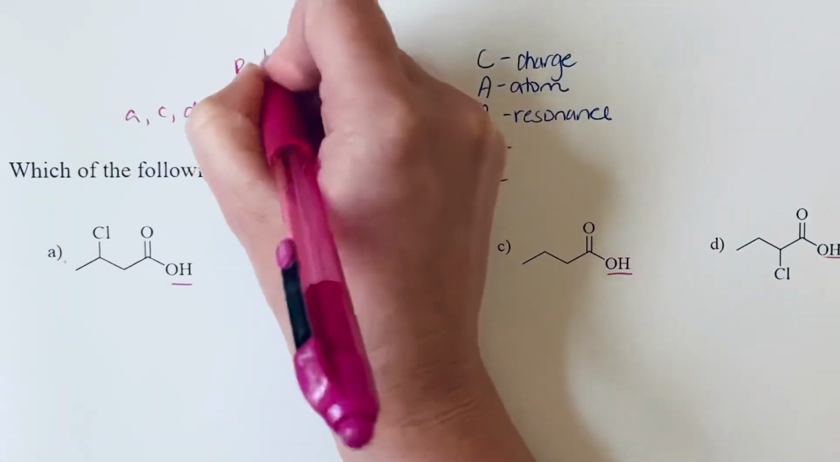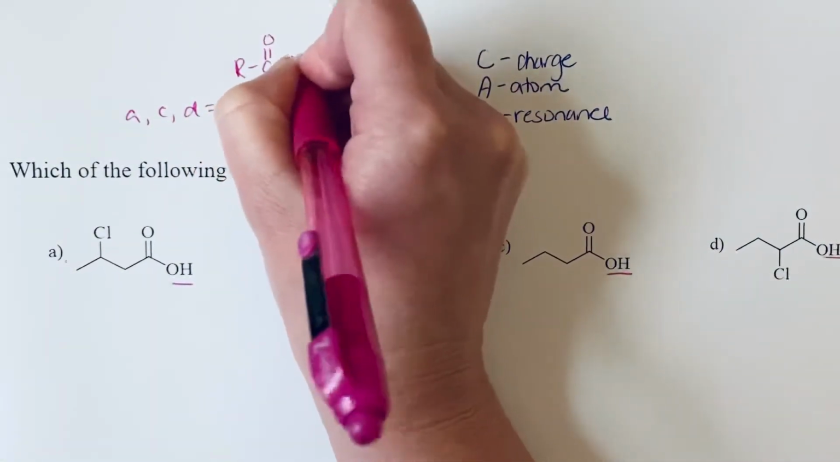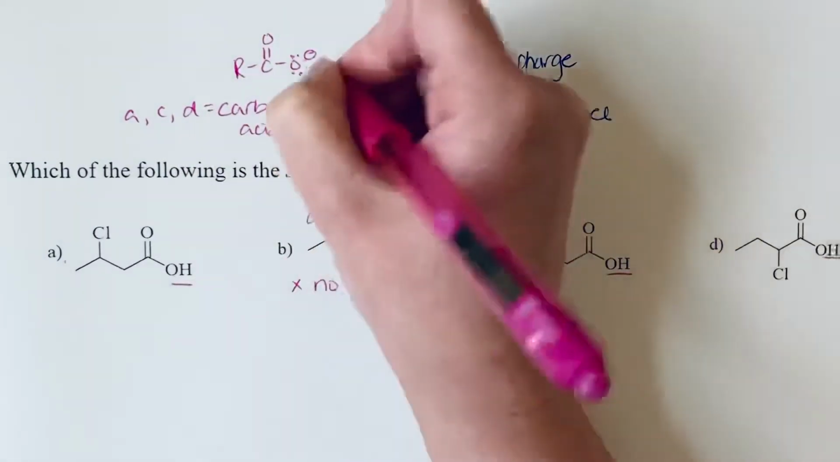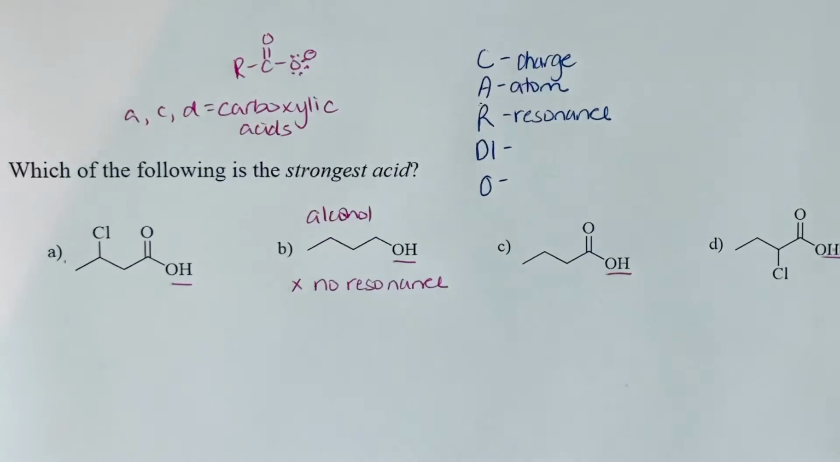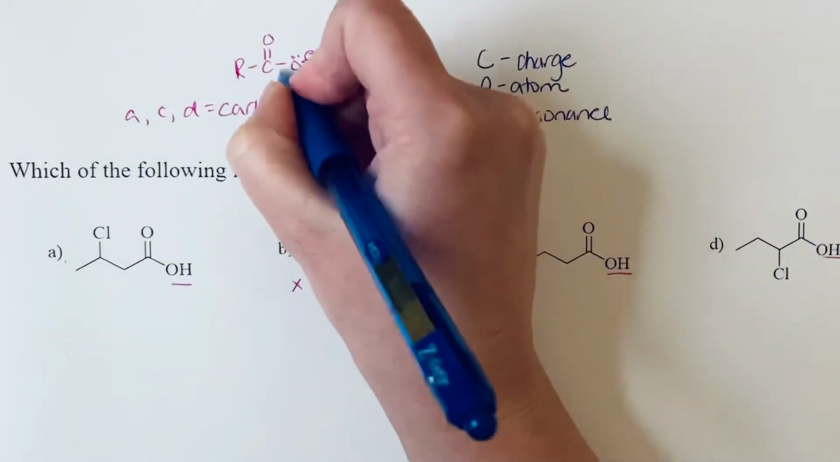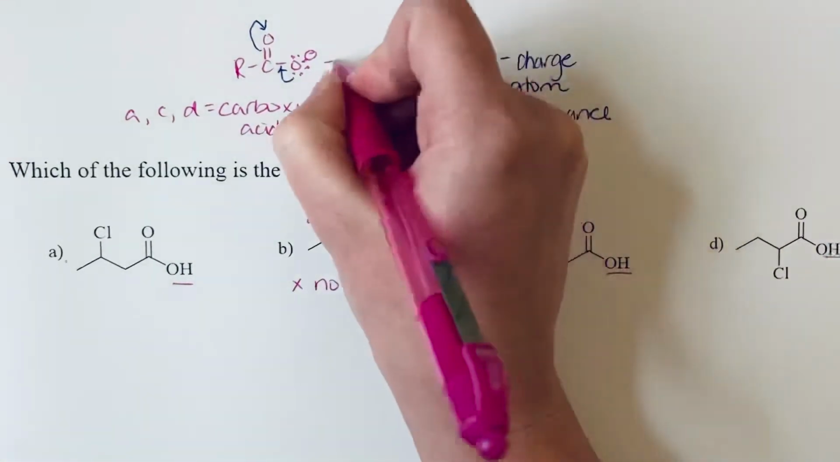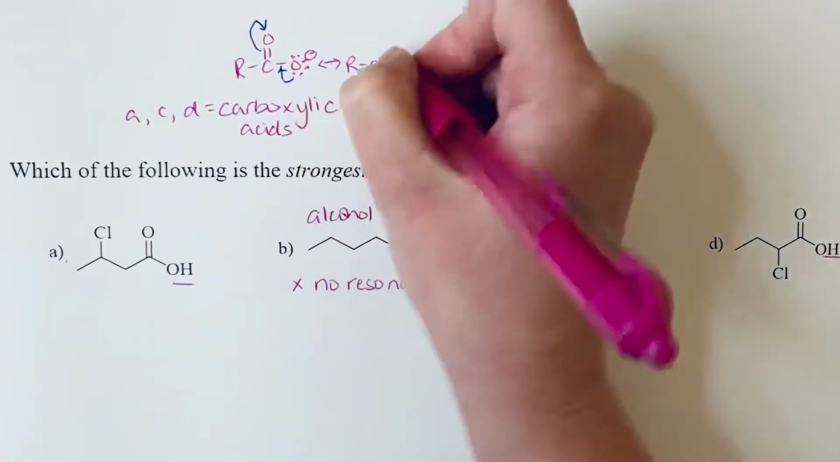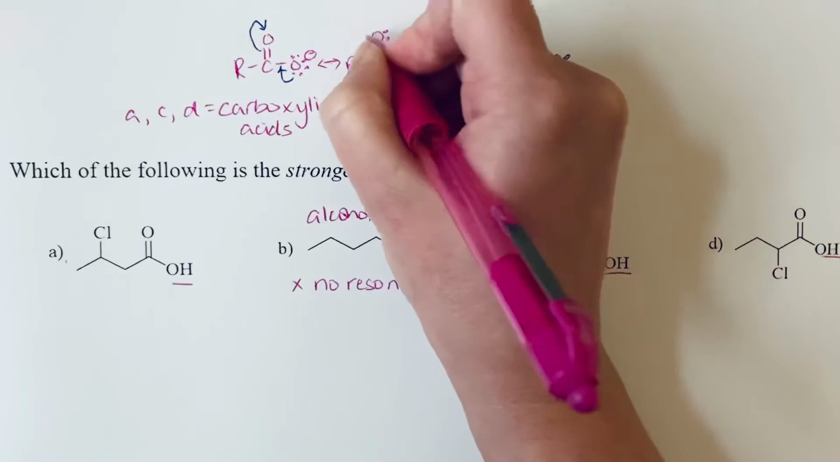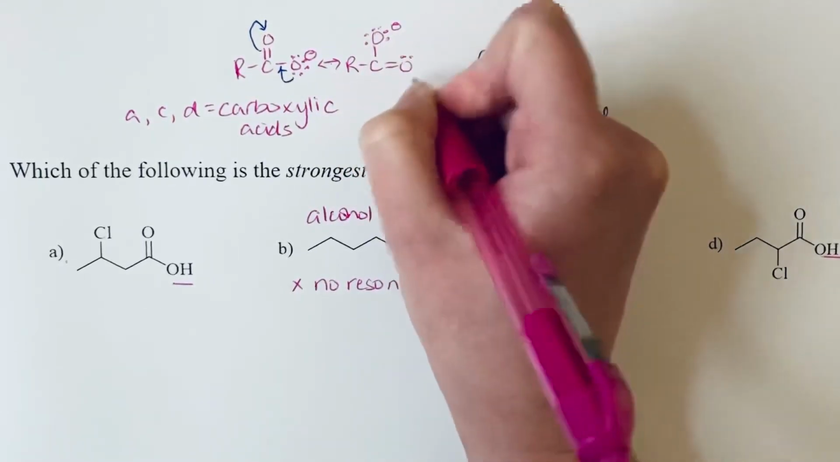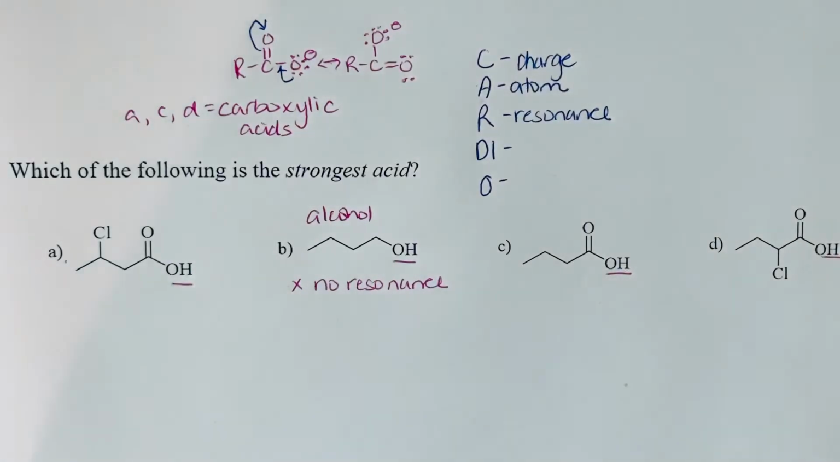So we have this sort of resonance when we have a carboxylic acid. After we remove that acidic proton, we have a negative charge on the oxygen, and that negative charge is actually shared between the two oxygens. Because they share that charge, that makes it more stabilized, which means that it is a weaker base, which corresponds to its conjugate acid being a stronger acid.